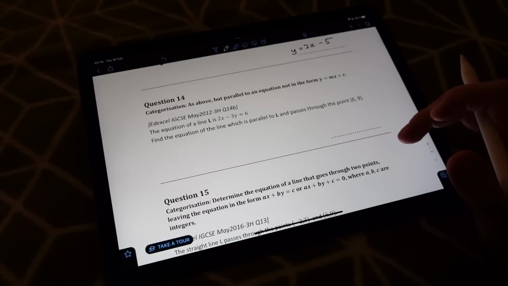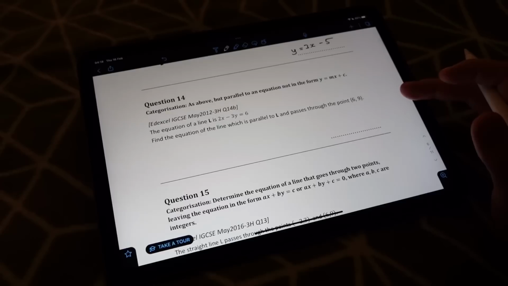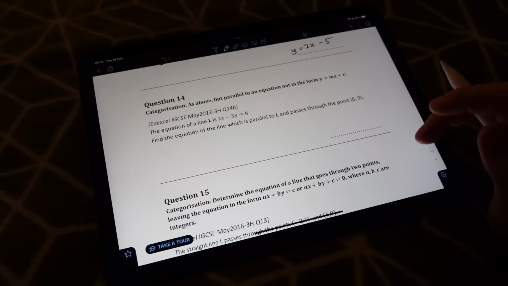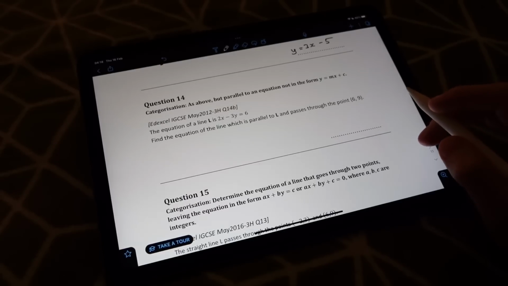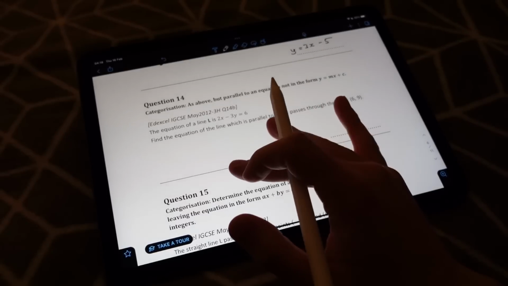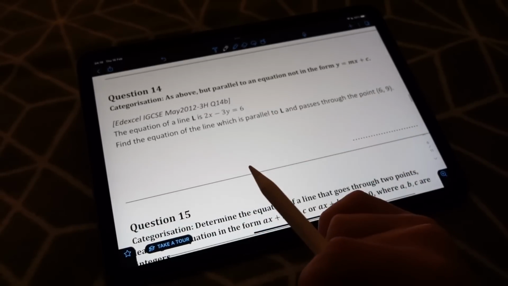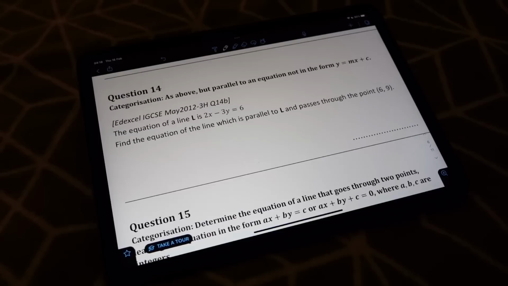As above, but parallel to an equation not in that form, so pretty much the same. The equation of a line L is 2x minus 3y equals 6. Find the equation of the line which is parallel to L and passes through the point 6, 9. Also, I apologize about my rumbly stomach.